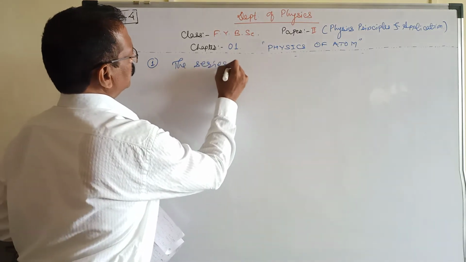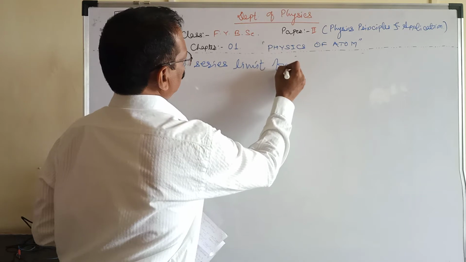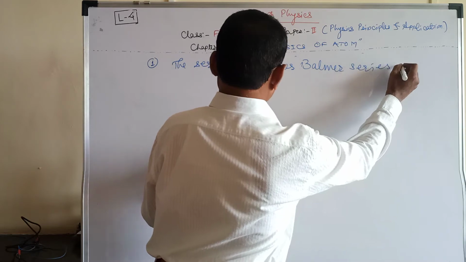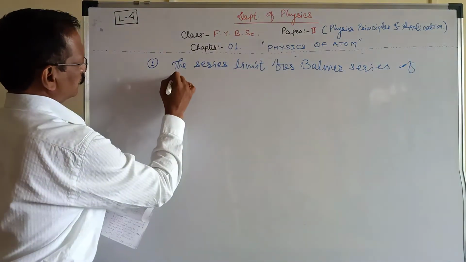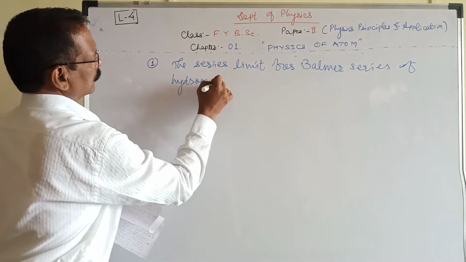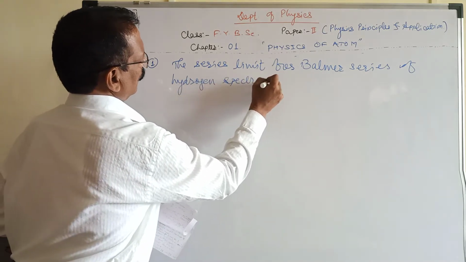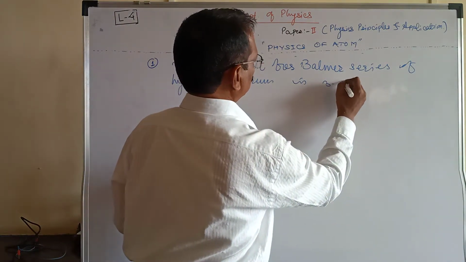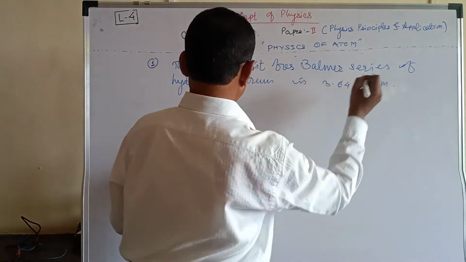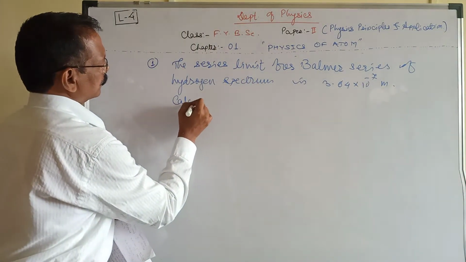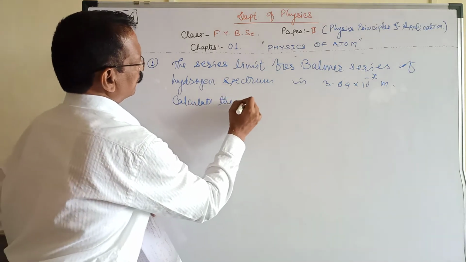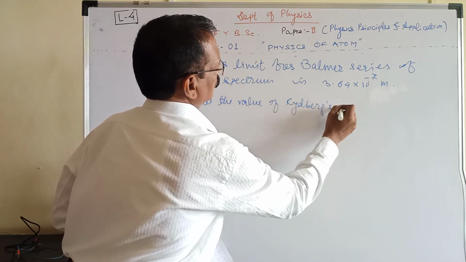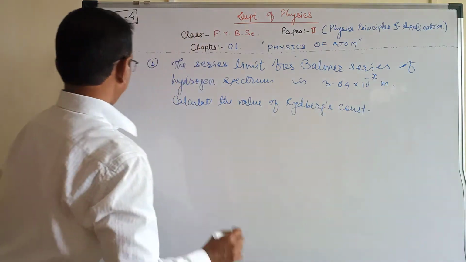The first example is: the series limit for the Balmer series of the hydrogen spectrum is 3.64 into 10 raised to minus 7 meter. Calculate the value of the Rydberg constant. So this is the example.